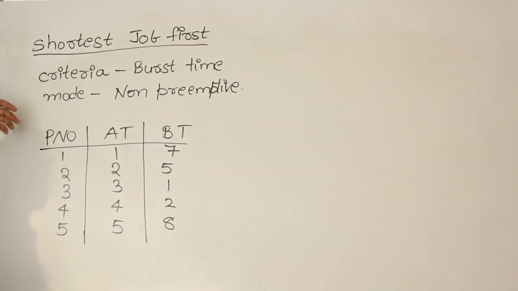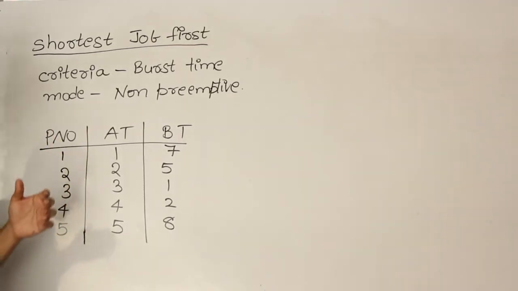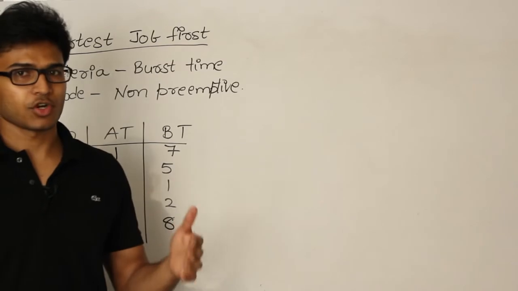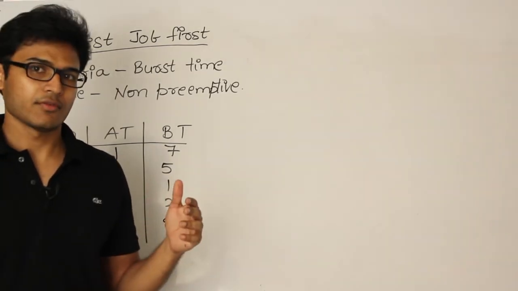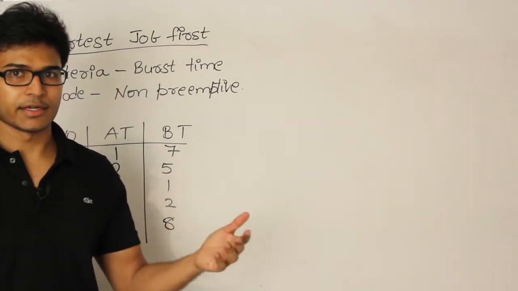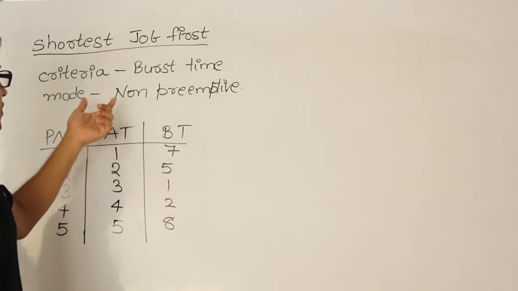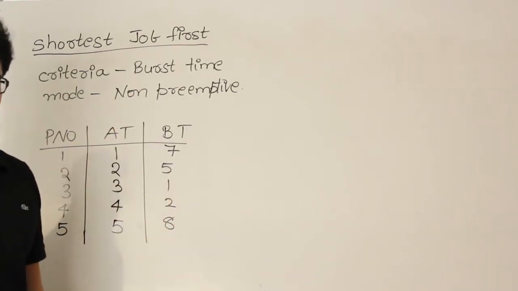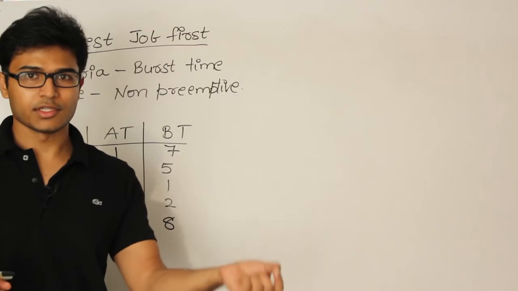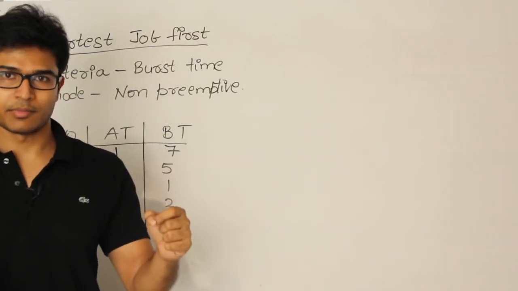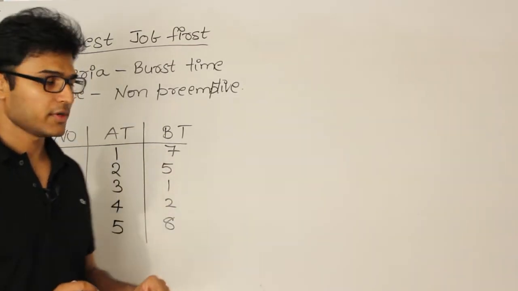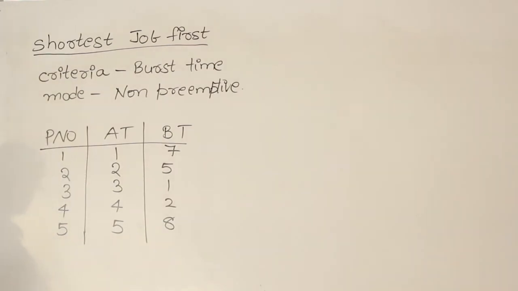The other one is the preemptive version, which is also called shortest remaining job next. We shall see that later. But now we shall confine ourselves to the non-preemptive version. So what does it mean? Whenever you choose any process, you are going to run it till completion. Otherwise, you are not going to stop. Now let's see how to do this.